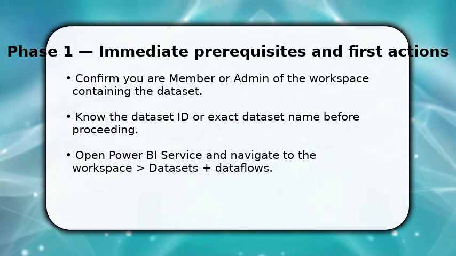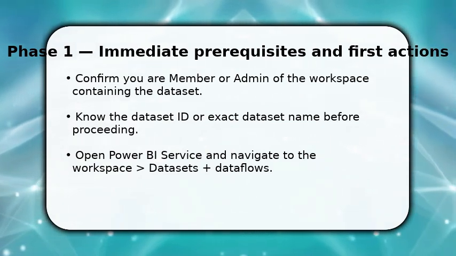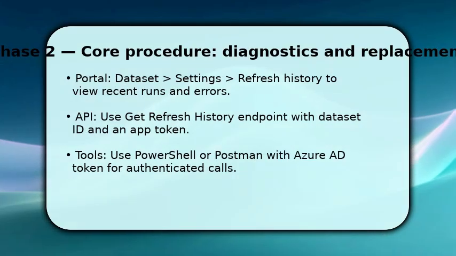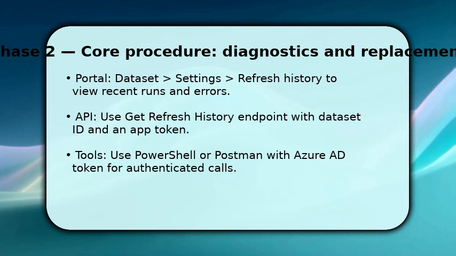You can continue in two ways. The portal gives a quick view. Open dataset settings and choose Refresh History to inspect timestamps, duration, status, and error summaries.